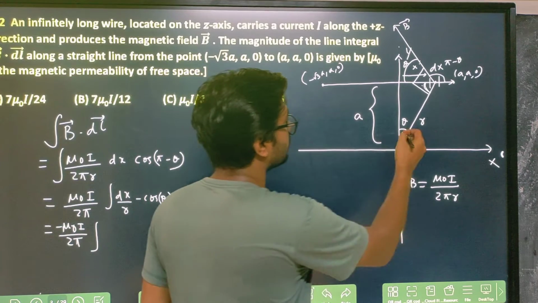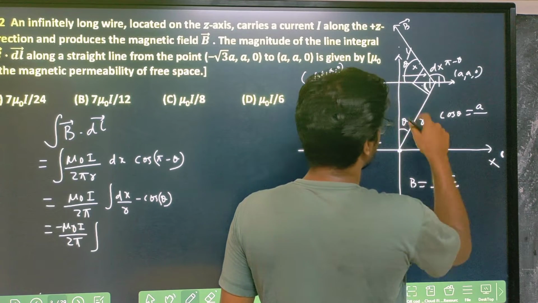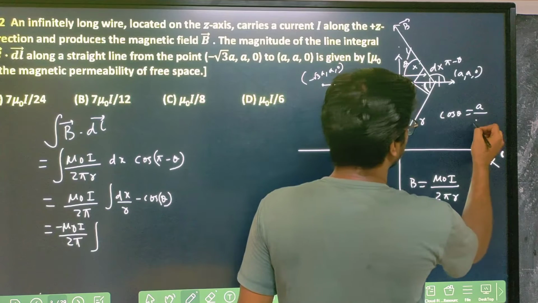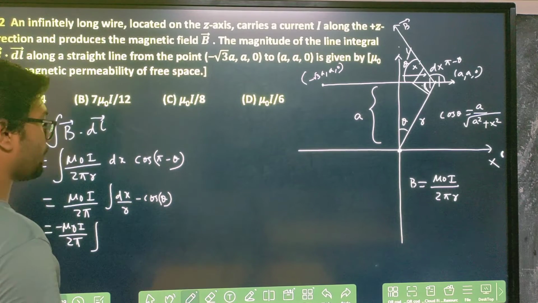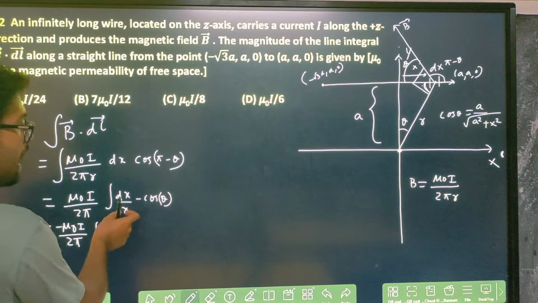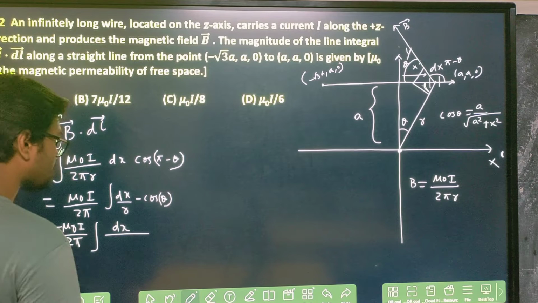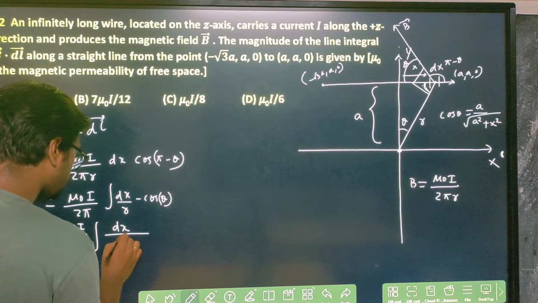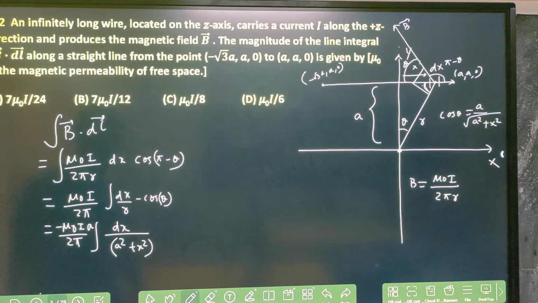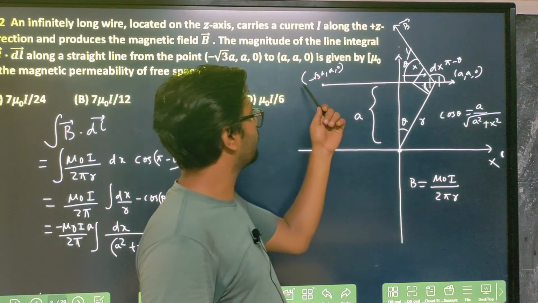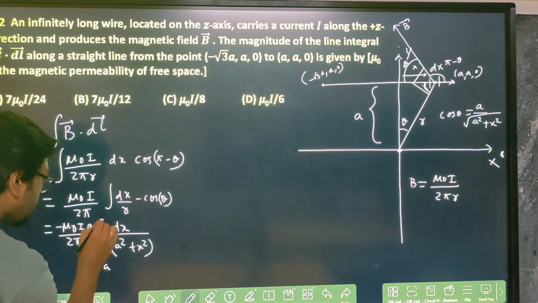What can I write? Cos theta is actually a divided by r. R is basically the square root of a square plus x square. So in place of cos theta I am writing a divided by the square root of a square plus x square, and the r value is also the square root of a square plus x square. So directly I am writing dx divided by a square plus x square, and there is an a there, I am taking that a outside. Clear? And x is varying from where to where? From minus root 3 a to a. So write down dx, from minus root 3 a to a.